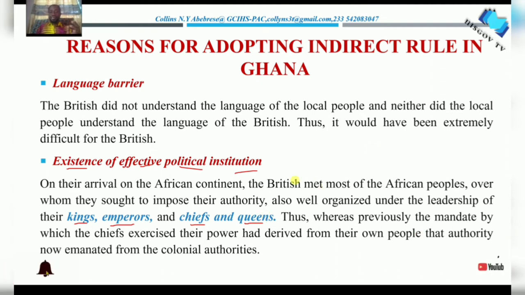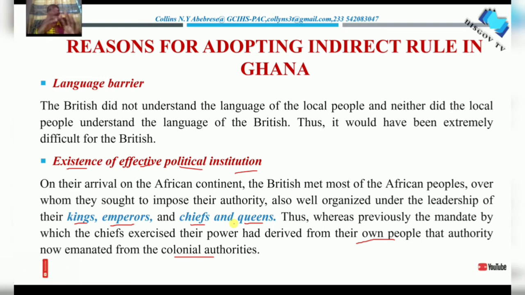Let's look here. Even though they wanted to maintain this political system, whereas previously the chiefs exercised power derived from their own people, now authority was going to emanate from the colonial authorities. So, yes, they did not want to destroy the chieftaincy system. They wanted to maintain it. What that means is that the chiefs were no more going to be responsible to their subjects, but rather to the British officials.